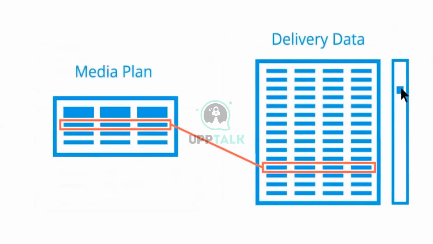Ideally, previously, how it used to happen is people used to manually check the delivery data and the media plan, and they used to manually figure out how this media plan got delivered. That was pure manual output. This was pure manual stuff that used to happen, and you manually cross match your data.